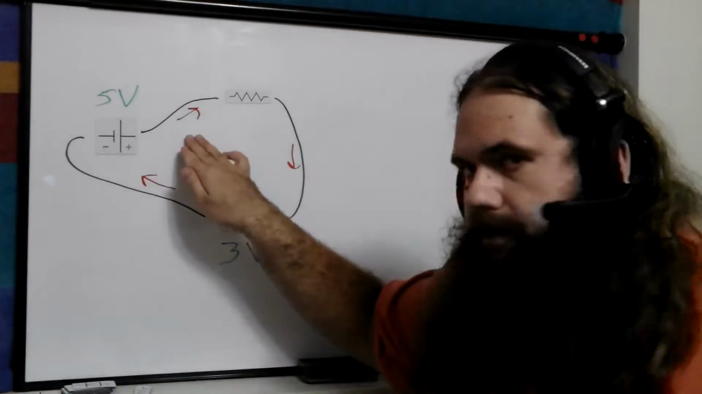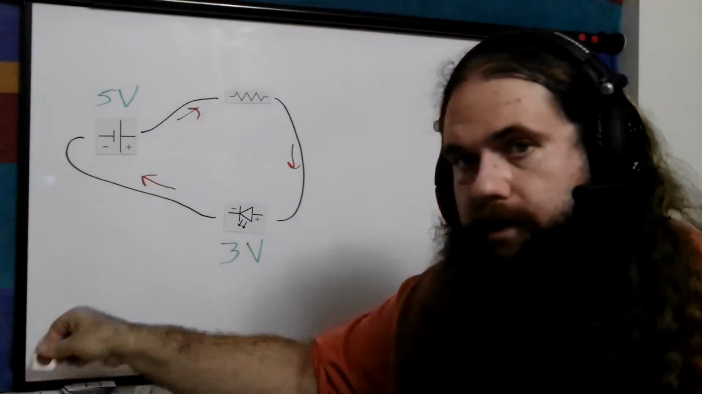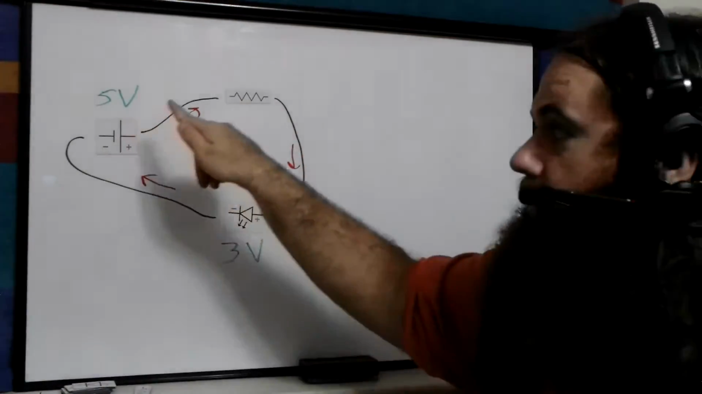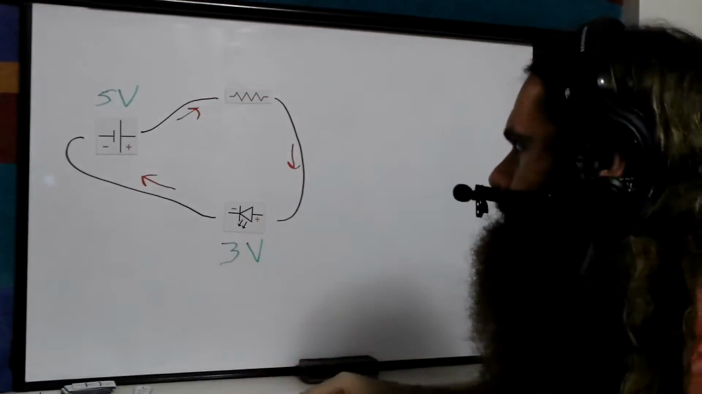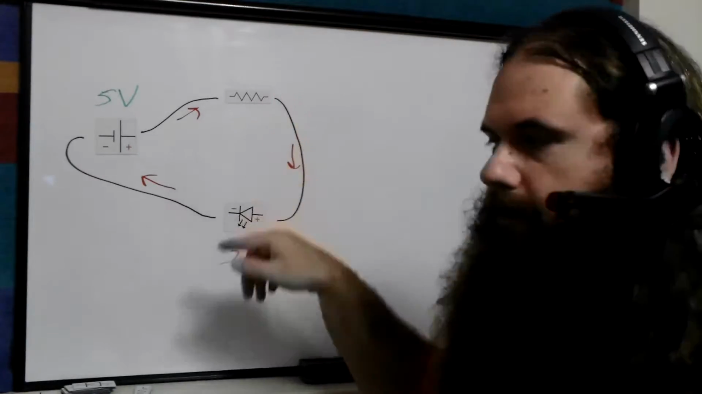Now remember, the current's going to be the same through all here. If you have a continuous wire, no junctions, it's not a junction, just one wire, the current is the same throughout the whole wire. So whatever this current is, it's going the same way everywhere. It's the same amount everywhere.